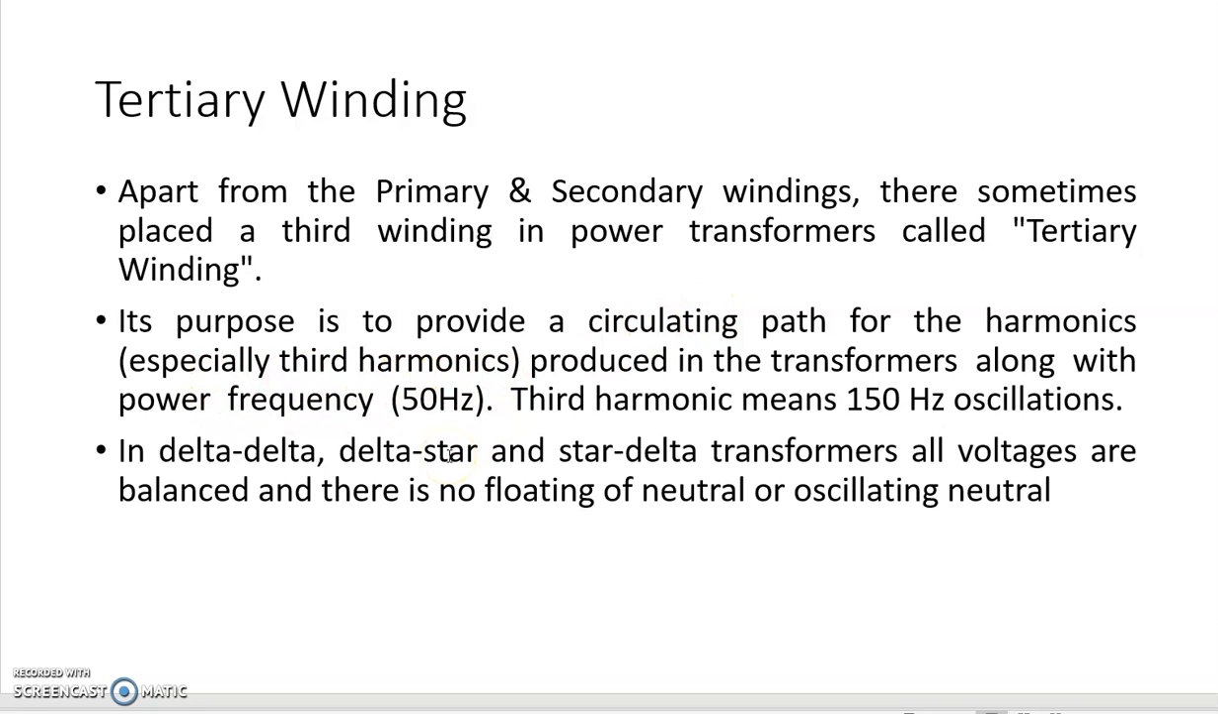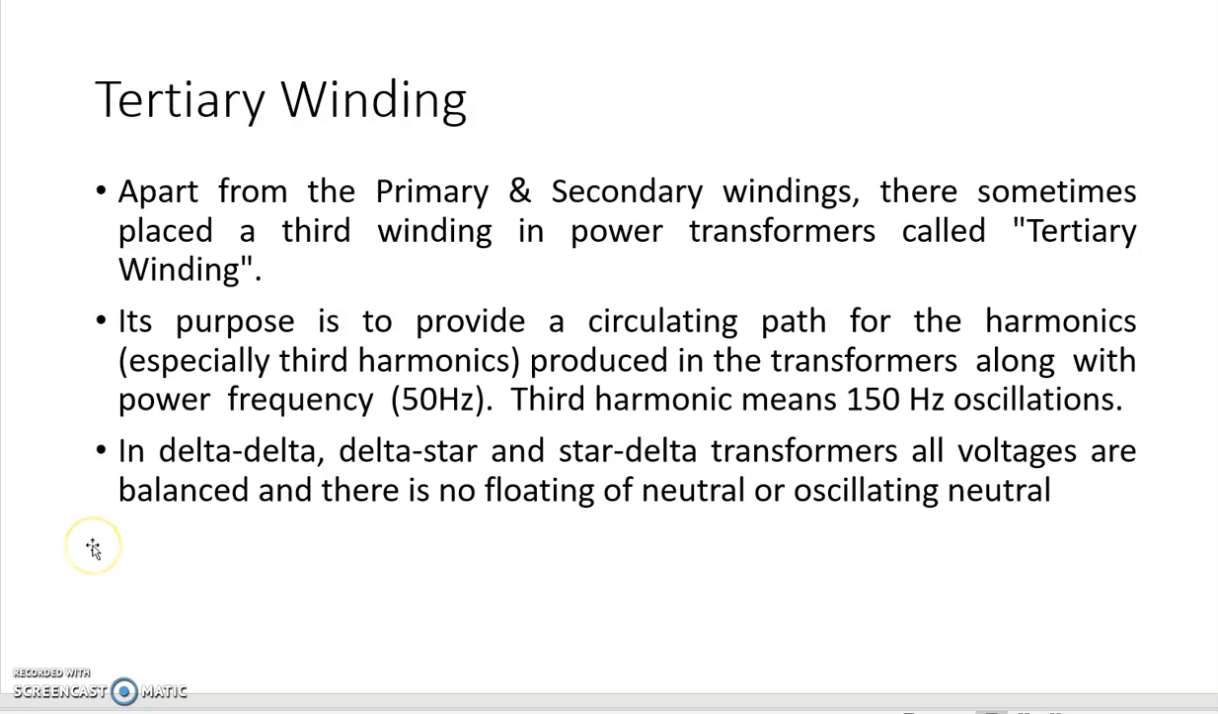So we have seen a waveform, sinusoidal waveform in the previous slide. And there were some purple color third order harmonics. So whenever there are these third order harmonics produced in the transformer, along with the power frequency 50 Hz, these third order harmonics are usually observed at 150 Hz oscillations.